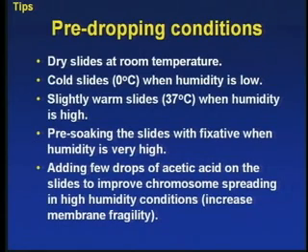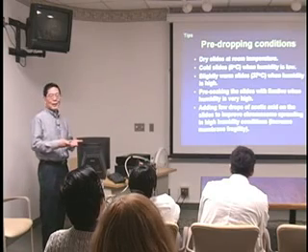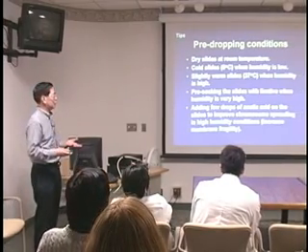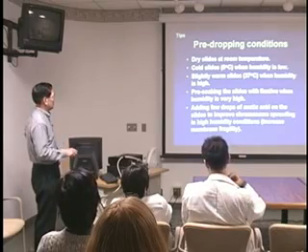Now there are some rules of thumb you can follow, before you drop the cell pellet and after you drop it, to get the best result. Normally you do this dropping on a dry slide at room temperature. But if the humidity of the room is low, you can pre-chill the slide first to about 0 degrees. The cold slide will capture the moisture better, which allows the evaporation to go on a little bit slower and gives you a better result.